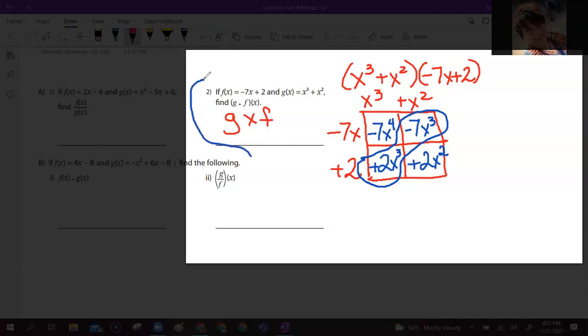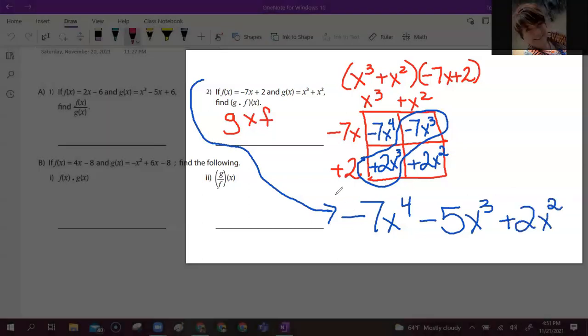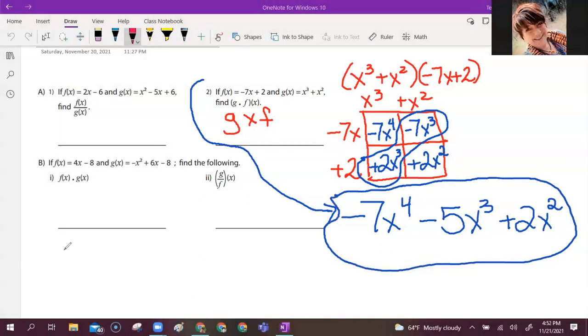So the final answer to this one is negative 7x fourth. If I combine these two terms, I have a negative 5x cubed. And then on the end, I have a positive 2x squared. Final answer. And I'm going to get this next one set up. This next one wants us to do f times g. However, it's a trinomial times a binomial. Trinomial times a binomial. You can still use the box method for this.